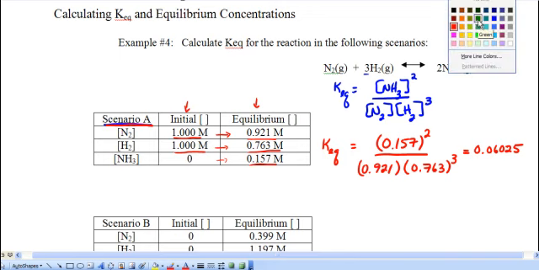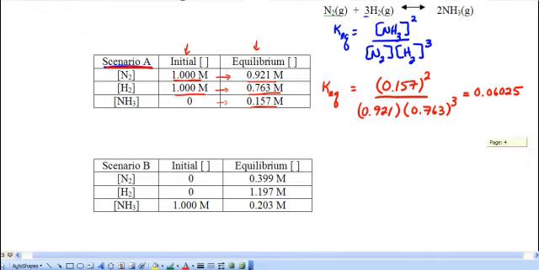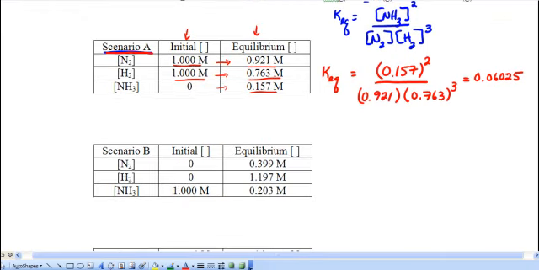Let's take a look at scenario letter B, scrolling down. In this case, notice that we have absolutely no reactant, no nitrogen, no hydrogen. We start with 1 molar ammonia. So we have all product and no reactant. In that case, the reaction is going to have to shift back to the reactant side. The product is going to collide with itself and reform some reactants. And these are the concentrations that it stops at. Notice that they are different concentrations than if you start with 1 molar reactants.